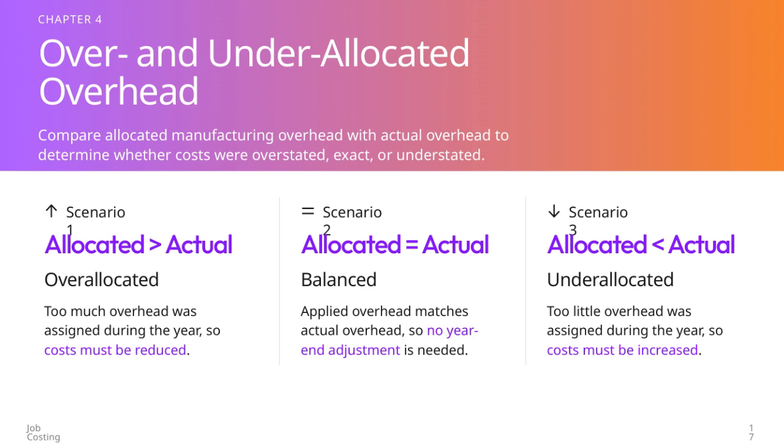Finally, if the allocated overhead is less than the actual overhead, that's underallocated overhead, indicating we assign too little overhead, so we need to increase the costs to make up for the difference. Understanding these scenarios helps ensure our cost accounting is accurate and reliable.